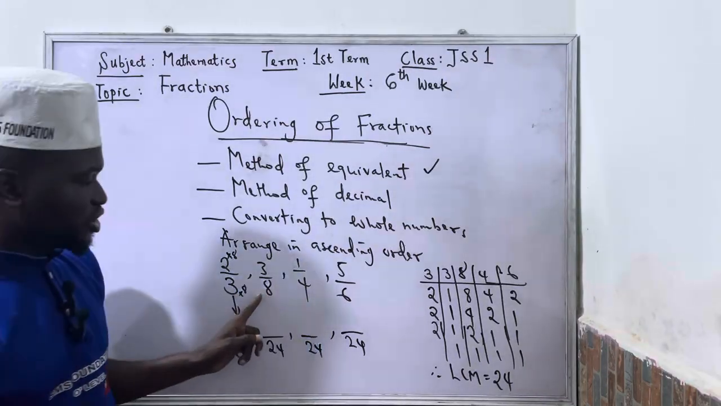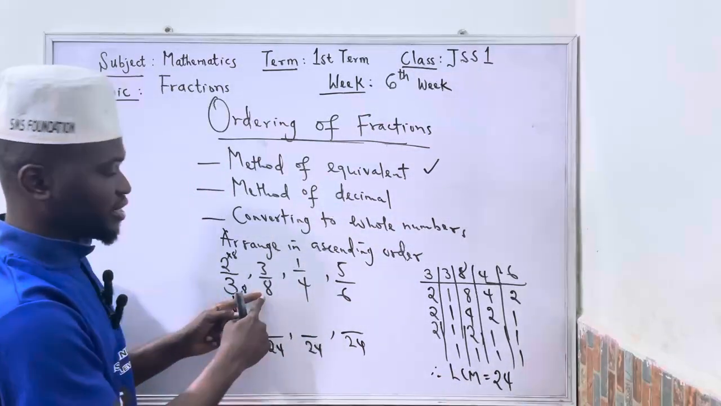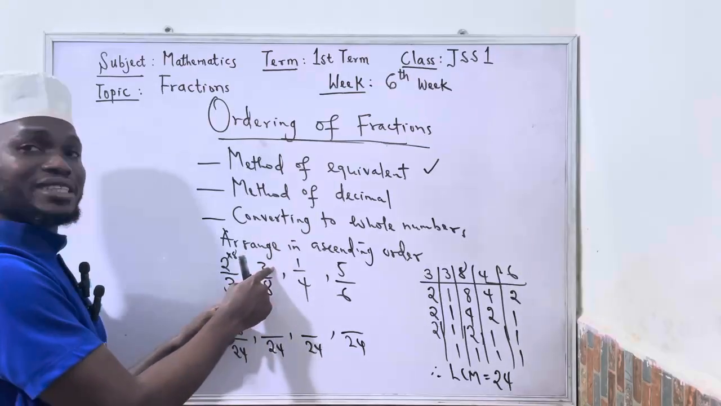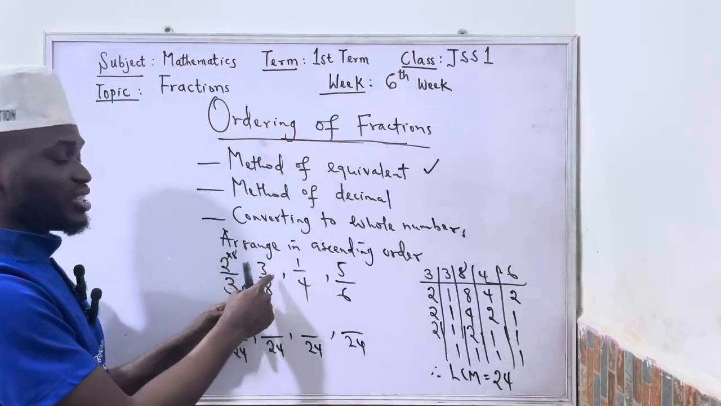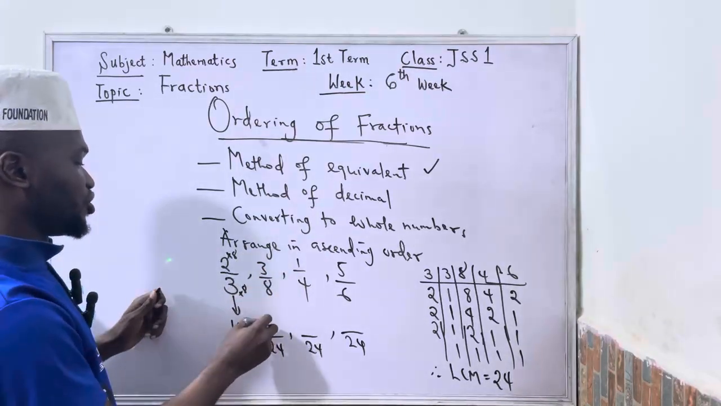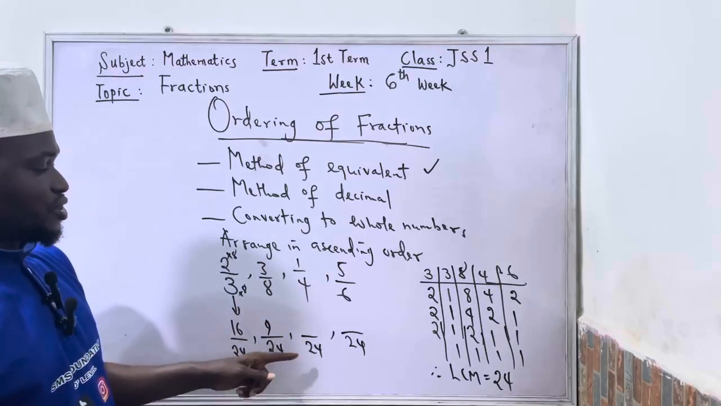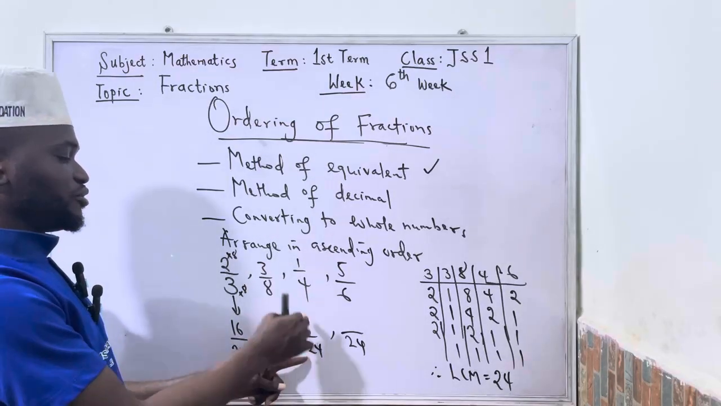So now, if you divide 24 by 8 here, you have 3. Now use that 3 to multiply the top. That will give you what? 3 times 3, that will give you 9 here. Now, we already have 24 as the denominator of the third one.